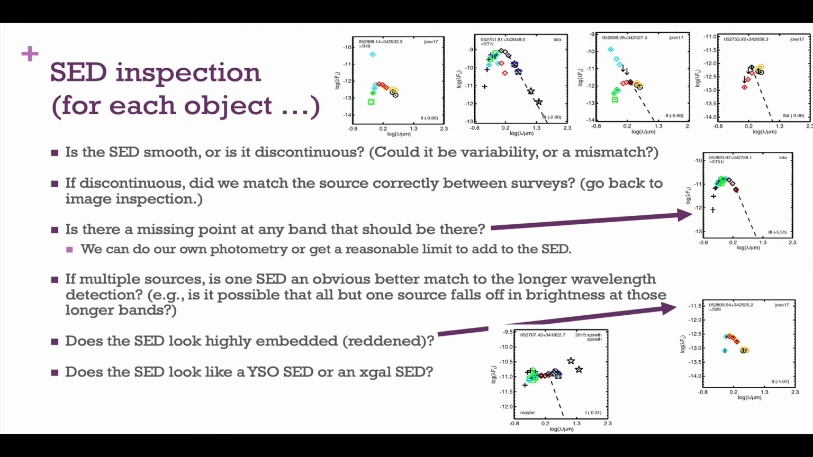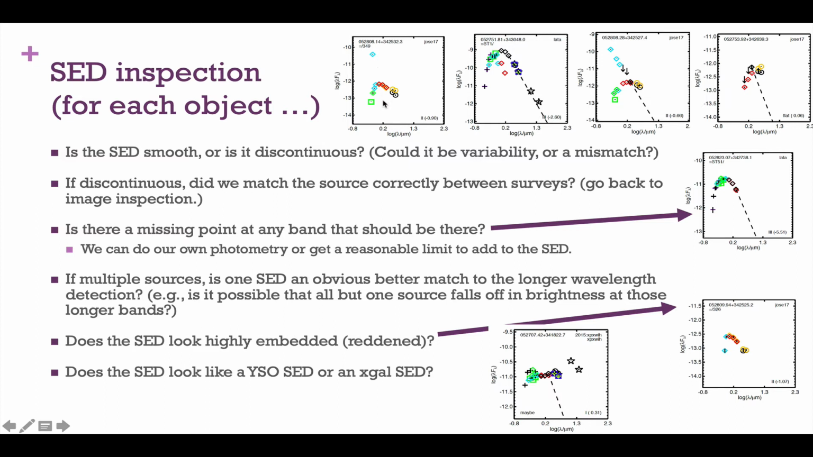And then the SED inspection. One of the easiest things to note is: is the SED smooth or discontinuous? So here are 4 examples. And these, I think, are actually from IC417, because you see in the top left there's a position-based name, but in the top right it says JOS 17. So this is probably in our catalog because it appeared as a YSO candidate in JOS 17.